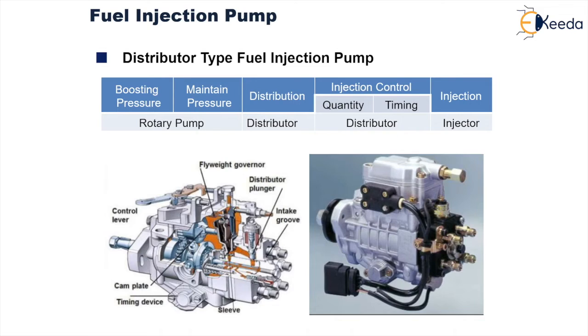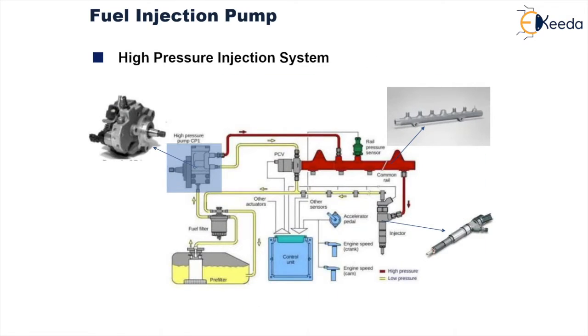Let us go on a bit further now. Then you have the high pressure injection system. The main component which differentiates this system is the high pressure pump. It has two different lines indicated in the color red and yellow. The red line supplies fuel under high pressure, and the yellow line supplies fuel under low pressure. Both these lines are connected to the common rail, which is indicated in the figure. This rail is connected with the injection nozzle.